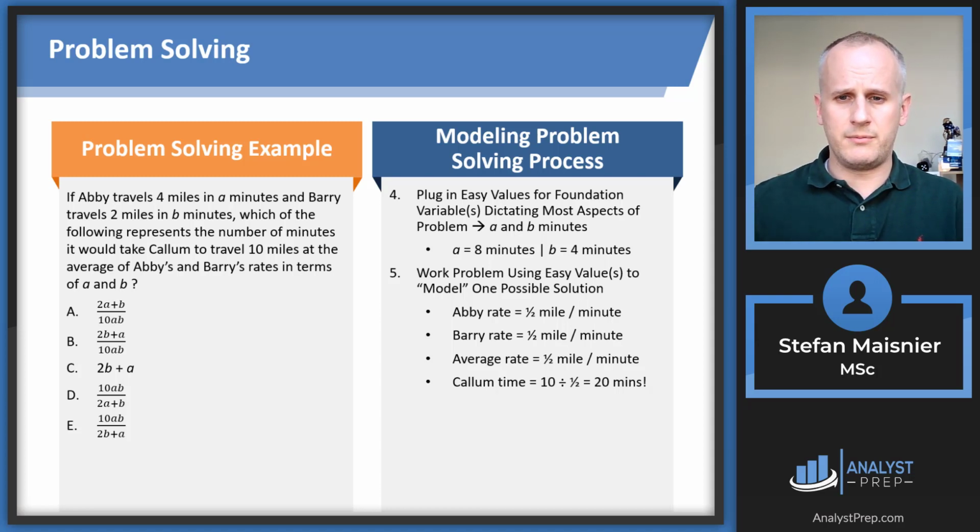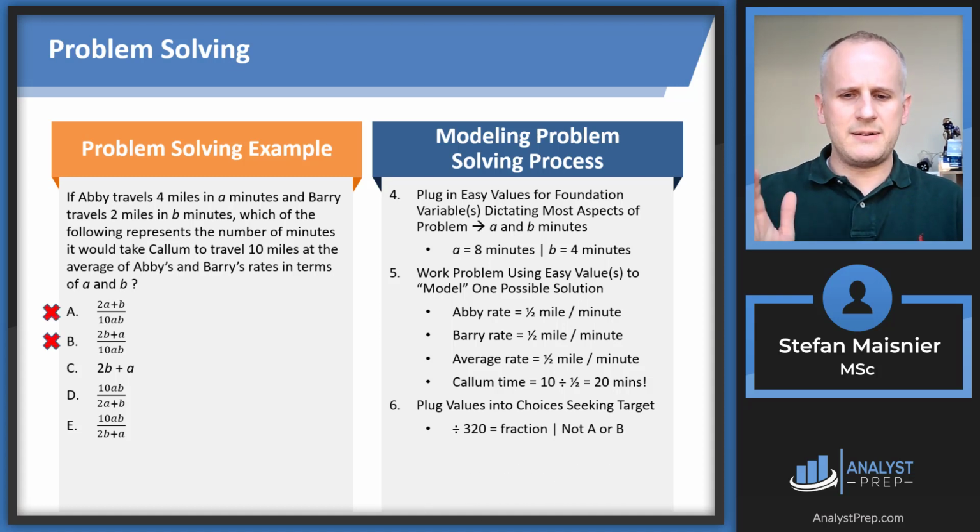Really simple modeled scenario that we can then use to track our answer choices, and see which matches this target of 20 when we plug in 8 for A and 4 for B. So then we need to seek that target. When we divide by 320, we're going to create a fraction in either choice A or choice B, because 10 times AB is going to be 10 times 8, or 80, times 4 is 320, and that's way too big of a denominator. Don't even have to fully calculate this, which is part of the beauty of the process, that you can just eliminate some things as being illogical pretty quickly.